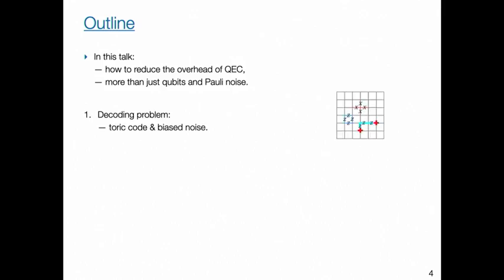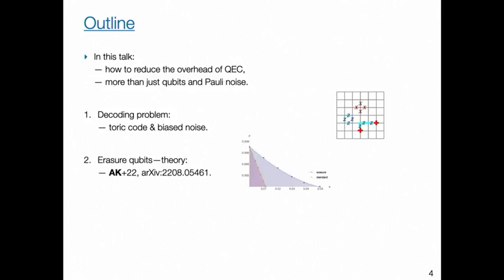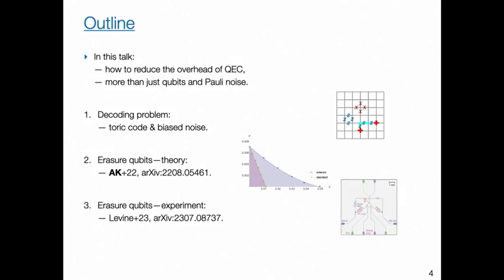So here's the outline of my talk. I will be very brief, but I'll just show you the decoding problem in the context of the toric code and biased noise. And then I will tell you about erasure qubits. It's a very simple idea where we want to leverage erasure noise. And then in a few slides, I will also tell you about our experiment with superconducting circuits.